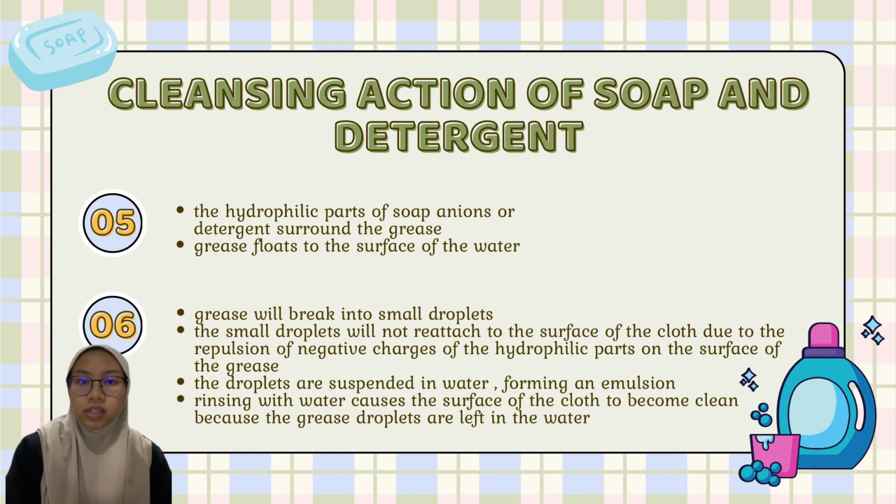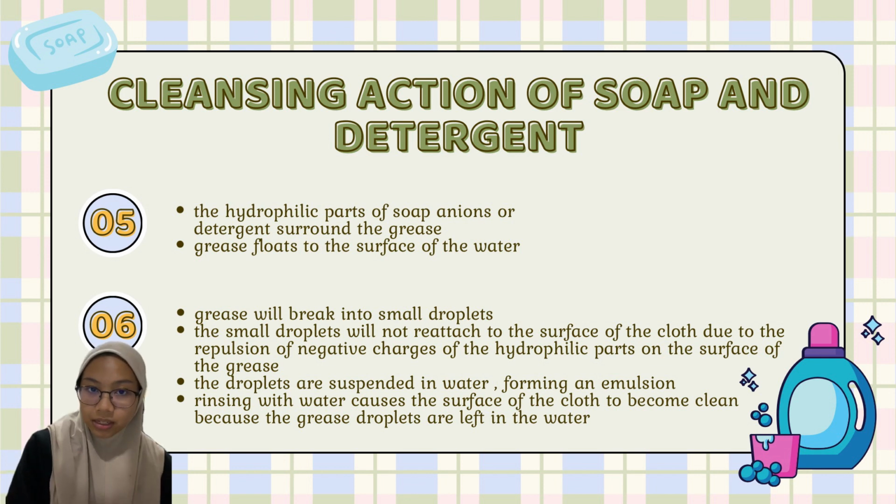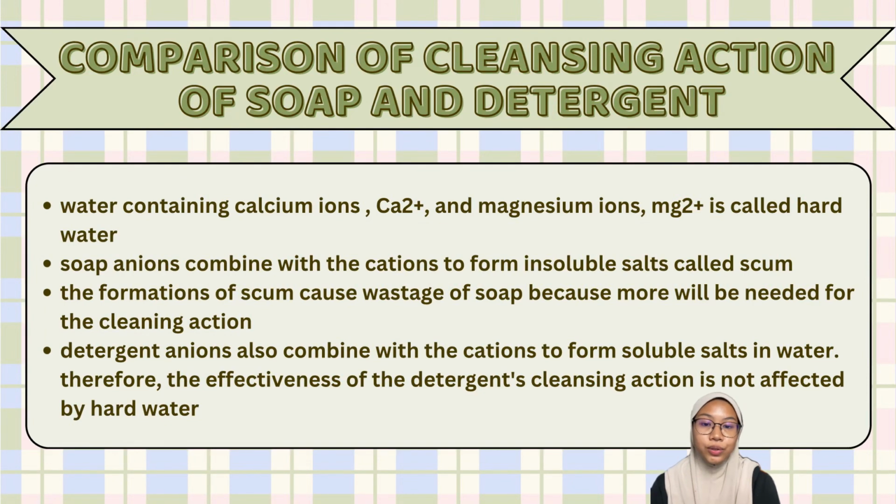The small droplets will not reattach to the surface of the cloth due to the repulsion of negative charges of the hydrophilic parts on the surface of the grease. The droplets are suspended in water, forming an emulsion. Rinsing with water causes the surface of the cloth to become clean because the grease droplets are left in the water. Now let's look at the comparison of cleansing action between detergent and soaps.